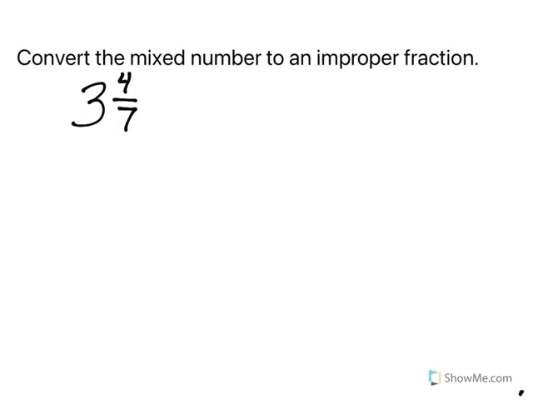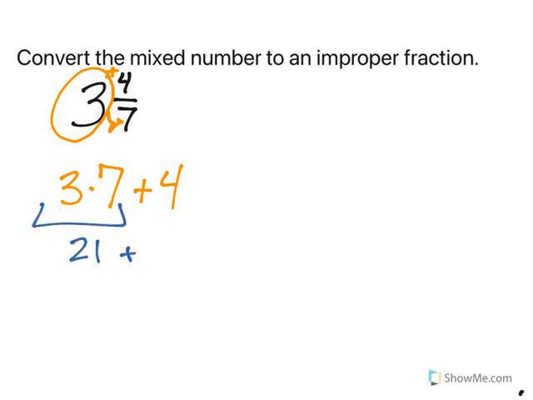So we take the whole number and we multiply it by the denominator. So 3 times 7, and then we add the numerator. That's the whole number times the denominator plus the numerator. So 3 times 7 is 21, plus 4 is 25. So my new numerator is 25, and the denominator stays the same.